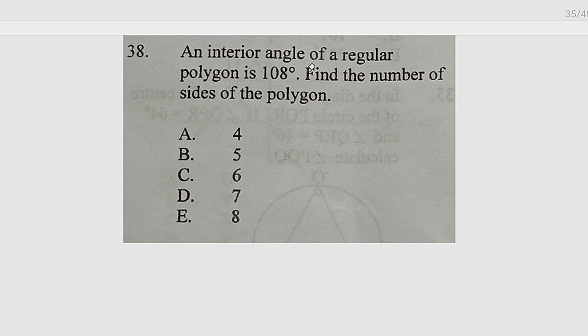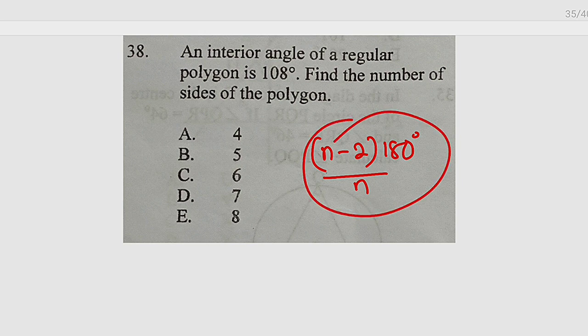An interior angle of a regular polygon is 108 degrees. Find the number of sides of that polygon. So if a polygon is regular, it means all the interior angles have the same measure. If it is 108, all the other angles will have the same measure, 108. So what can you remember about our regular polygon? To find the measure of every single angle in a regular polygon, you can always take the formula, which is n minus 2 multiplied by 180 degrees divided by n. This will give you the measure of every single angle.